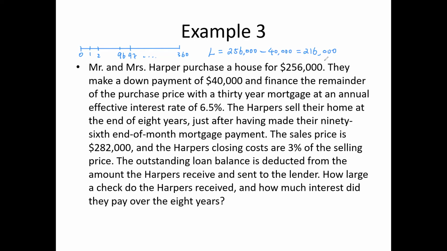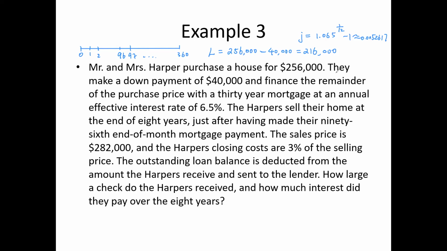Then we need to figure out the interest rate per month, which let's use J. J is 1.065 to the 1 over 12 minus 1. This number is a little bit nasty. 0.0052617. Let's put it that way. Okay. So we prepare all these.